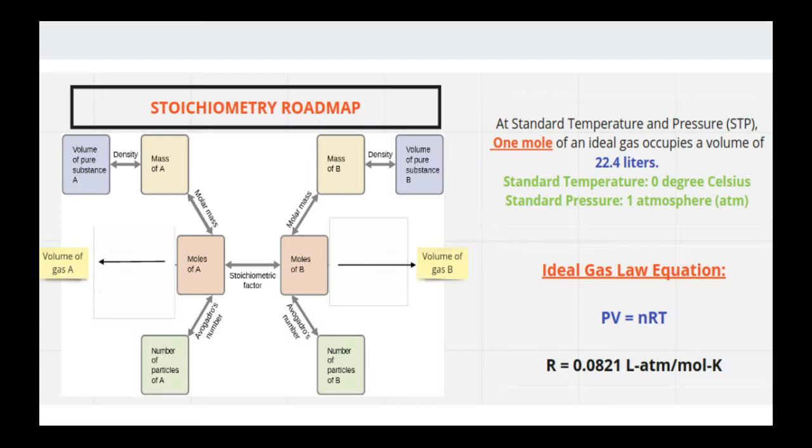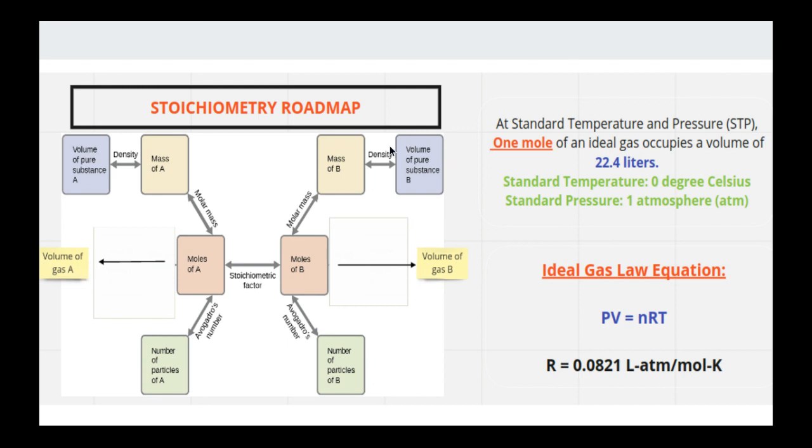So we ended up with the stoichiometry roadmap, and I hope you've already watched the gas stoichiometry videos, parts 1, 2, and 3. This time I'm going to give you some challenge problems in which I'm going to guide you in between the challenge problems so that you'll know, based on the roadmap, how you're going to approach the problem.